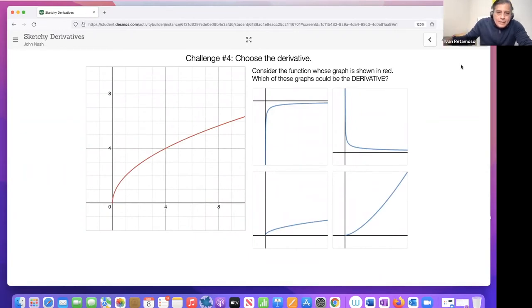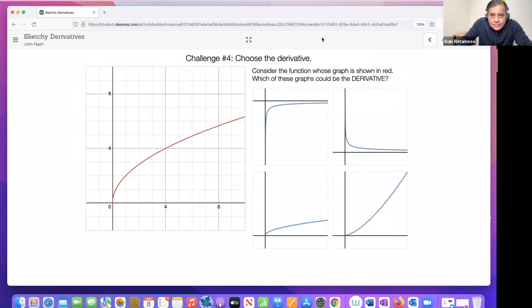This is another challenge here. They are asking you to figure out, given this function, consider the function whose graph is shown in red, which of these graphs could be the derivative. I'm going to give you a hint here. What function does this guy resemble? Anybody? Remember, this one is growing forever, right? Keeps increasing, doesn't come back like the previous, right? So it looks like half of the sideways parabola, right?